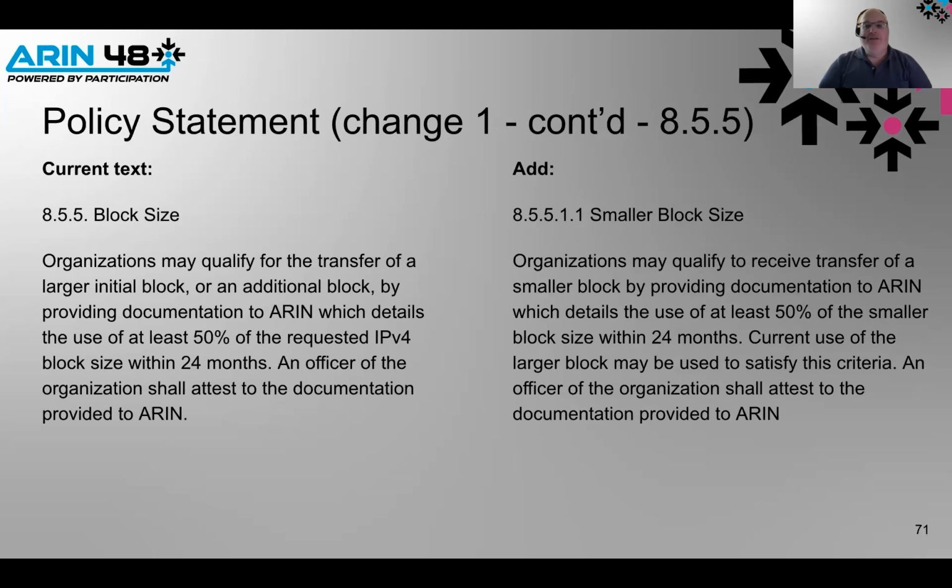Second change to 8.5.5 is to add section 8.5.5.1.1, smaller block size. Organizations may qualify to receive transfer of a smaller block by providing documentation to ARIN, which details the use of at least 50% of the smaller block size within 24 months. Current use of the larger block may be used to satisfy this criteria. An officer of the organization shall attest to the documentation provided to ARIN. Next slide, please.